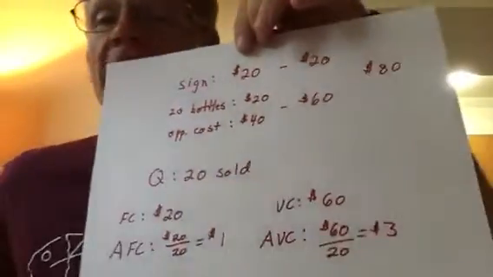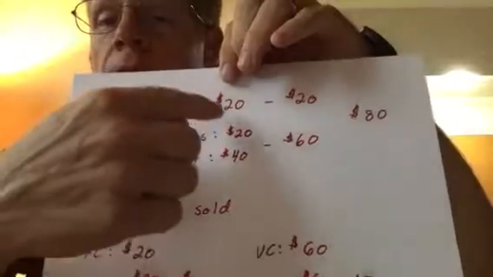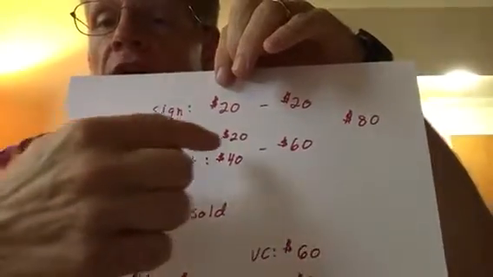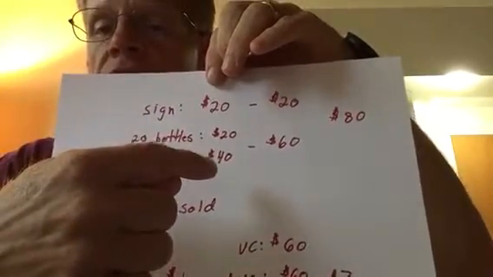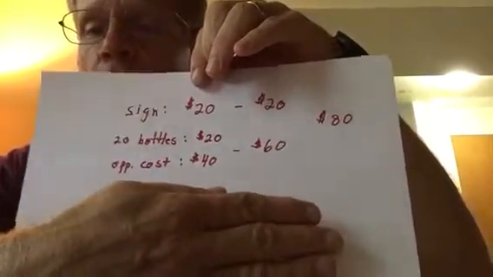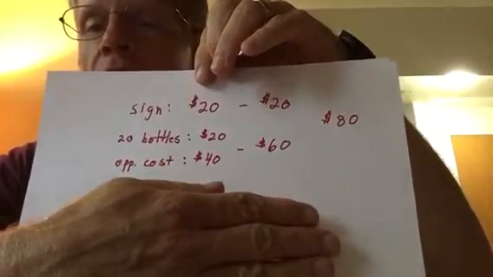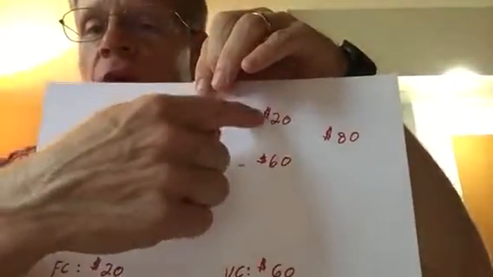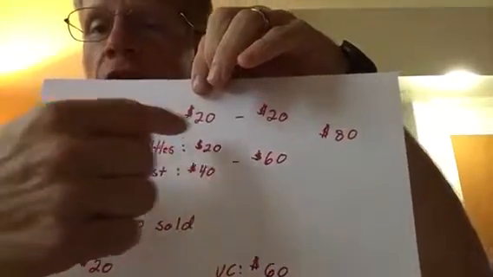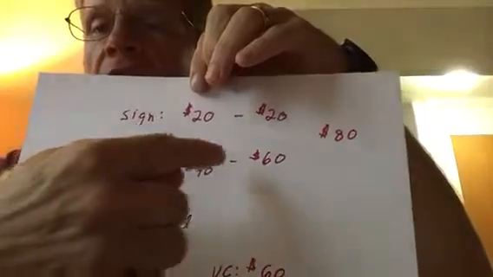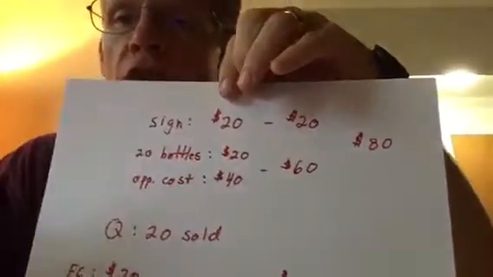Okay, fantastic. Now, let's break this down like I just did. Okay, here we go. The sign is $20. The 20 bottles are $20. The opportunity cost was $40. Okay, sorry, I'm trying to cover this part up. Don't look at it. All right, so 20, 20, 40. Now, why have I called this 20 and this 60? What have I done there? Well, what I've done is say, here are my fixed costs totaled up, and here are my variable costs totaled up. That's usually the way you're going to get them.